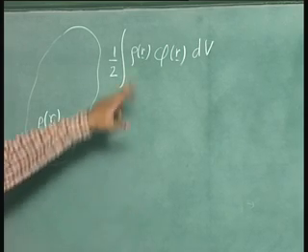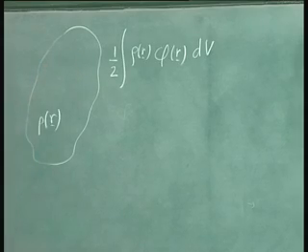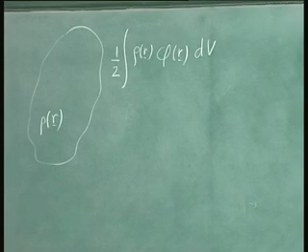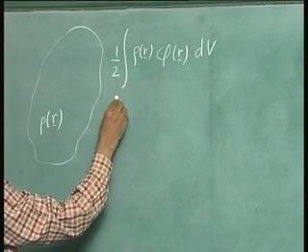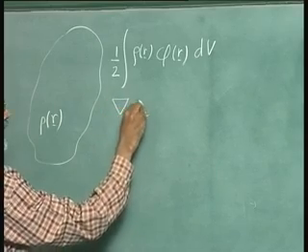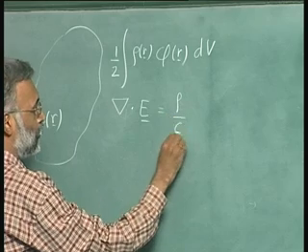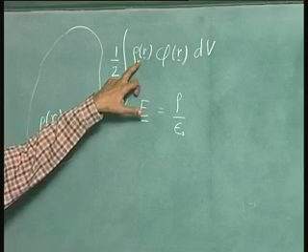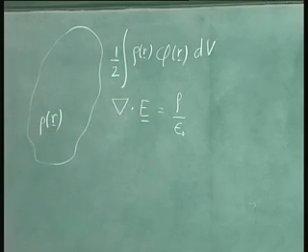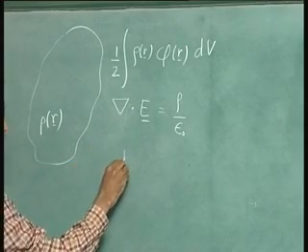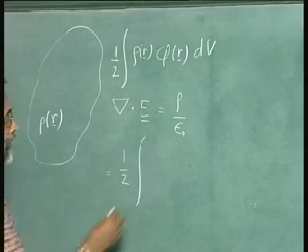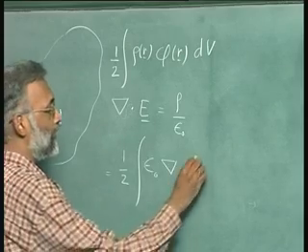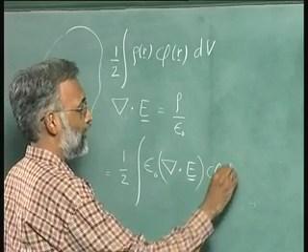But in our current problem we do not know rho. So we would like to get a better expression for this. Let us see if we can do that. Now we have one expression from Gauss's law which tells us that divergence E is equal to rho over epsilon naught. So I can substitute for this rho by epsilon naught times divergence of E. Let me do that. So this becomes equal to 1/2 volume integral epsilon naught divergence of E times phi dV.